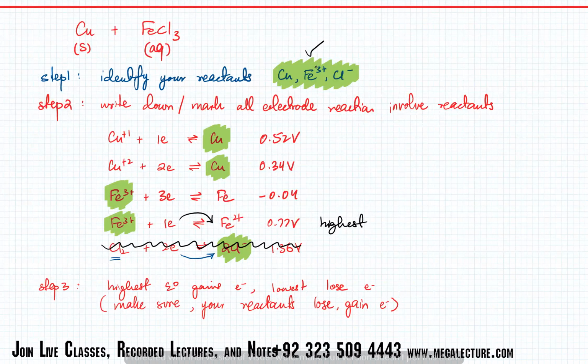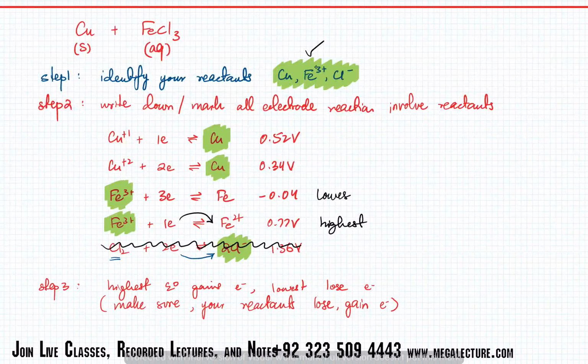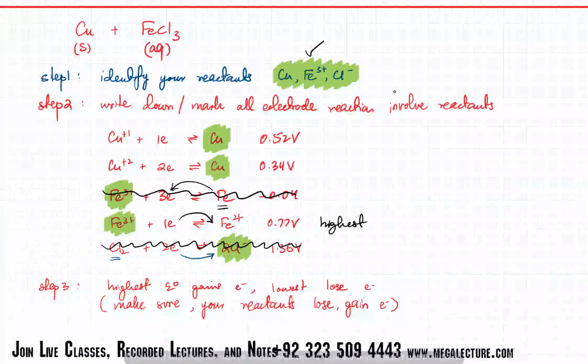Then I'm going to figure out the one that's got the lowest potential. Lowest at the moment is this one, −0.04. So that's the one that's going to lose electrons. But again, I don't really have Fe. There's no Fe over here. So I'm just going to ignore this one. Okay, it's not applicable to my reaction.